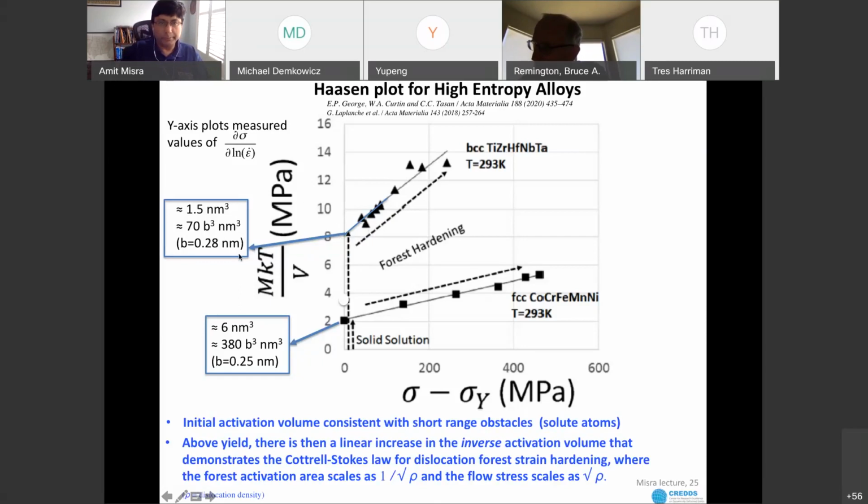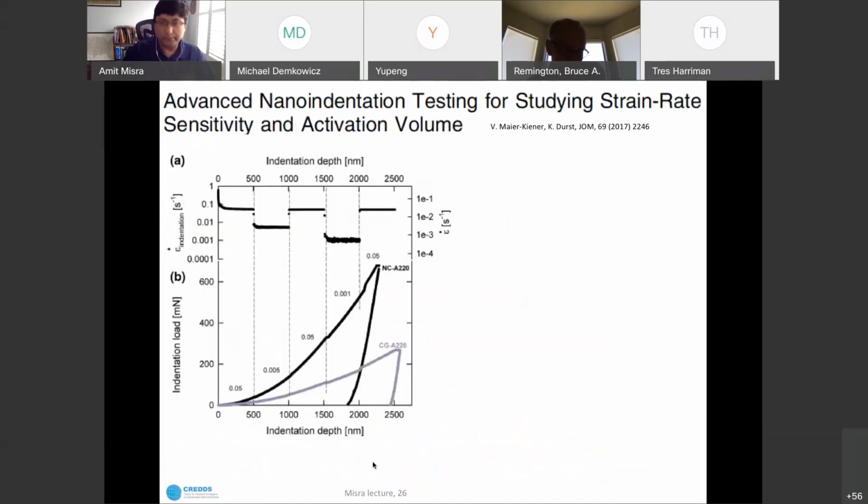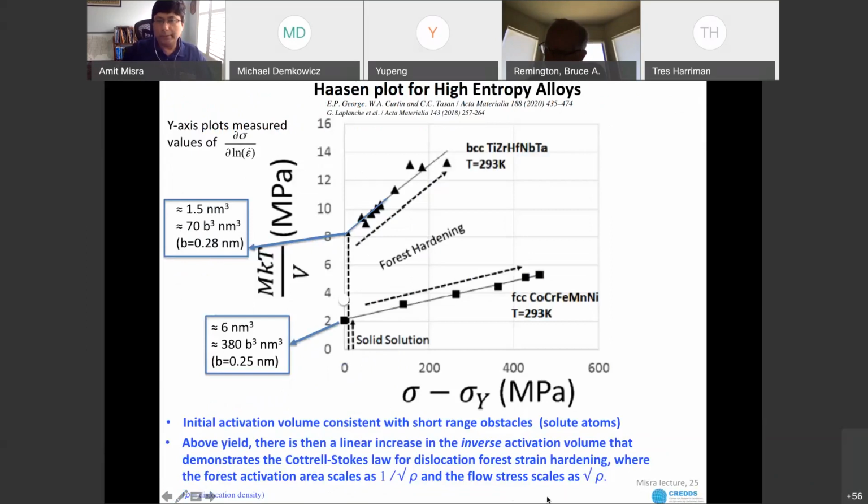This is showing you the complete case here. As I mentioned before, the linear part here, the forest hardening that is shown here, is basically the Cottrell-Stokes law. This is the dislocation strain hardening from the dislocation forest, where the forest activation area scales as 1 over the square root of the dislocation density, essentially the mean spacing between dislocations. So 1 over square root of rho is equal to the mean spacing between dislocations that are being statistically stored inside the crystal as it is deforming. And the flow stress, which is the Taylor hardening, scales with the square root of the dislocation density.